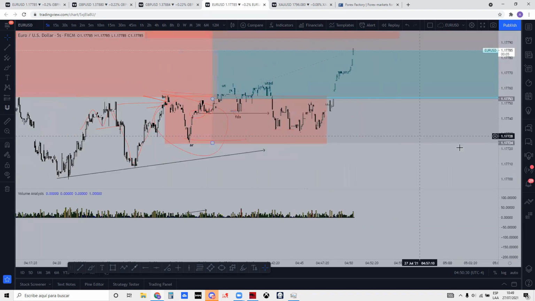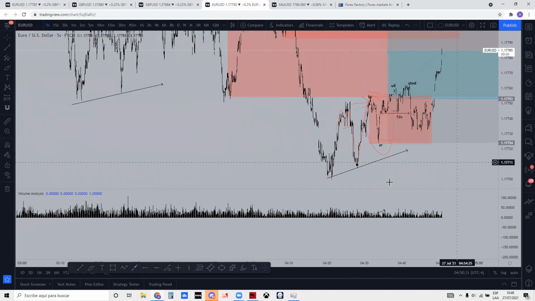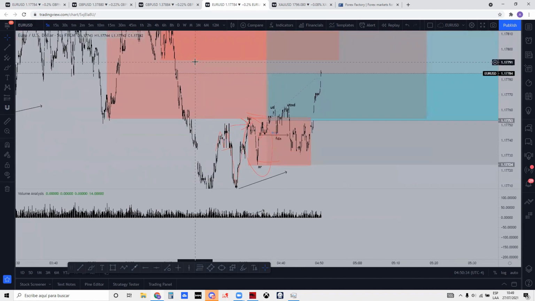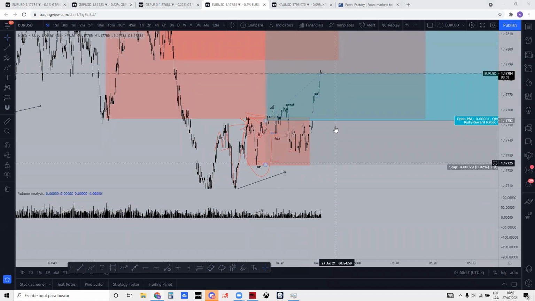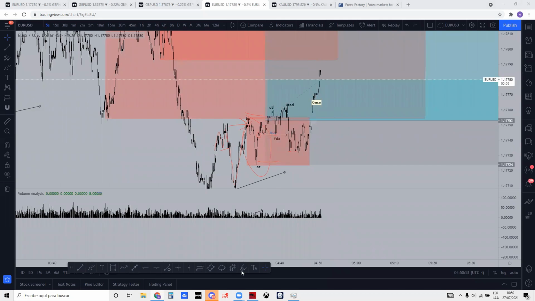And well, this is already 1 RR. That's good. Have any of you guys taken this trade or not? Okay. Nice.